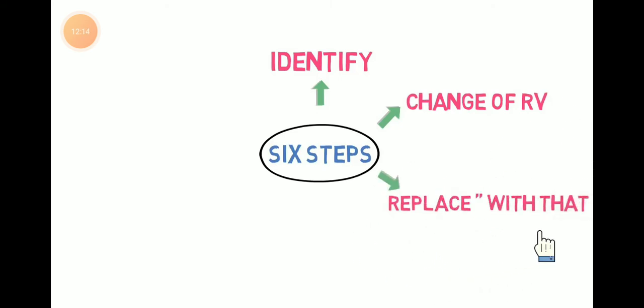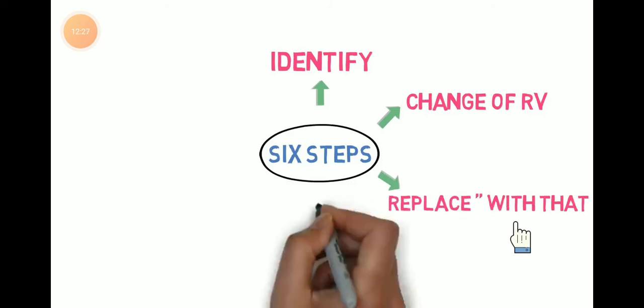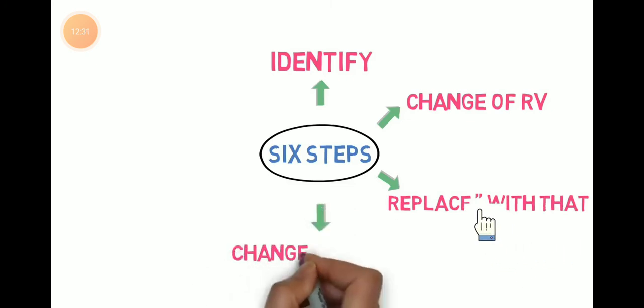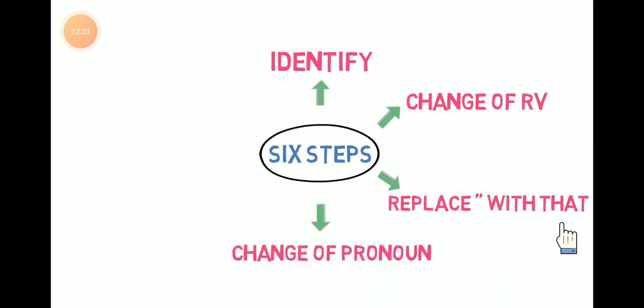Then replace with that. So we have to replace this inverted comma with the help of that, what we have discussed in the first video, okay. And whatever the message given in the sentence, okay, it should be replaced by that, okay. Then the inverted comma should be taken out and replaced by that, okay.